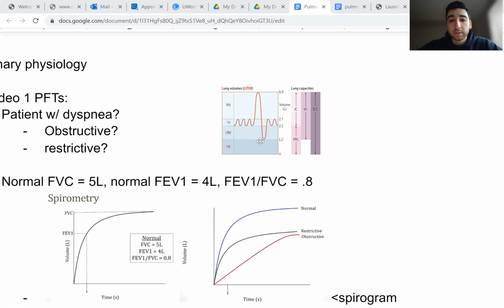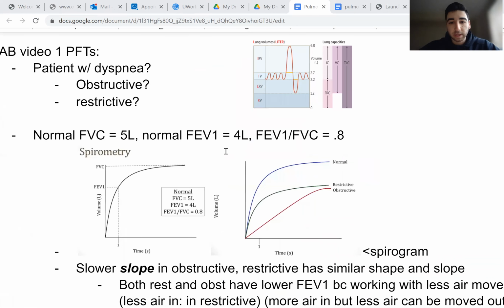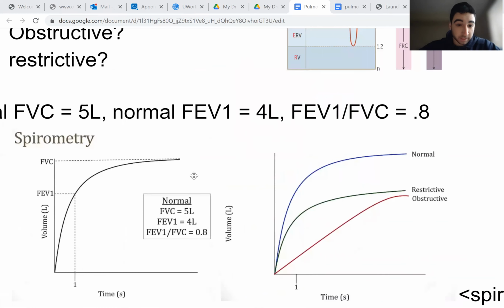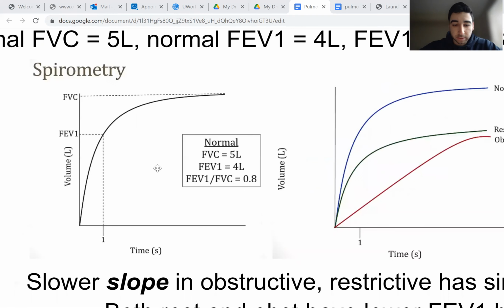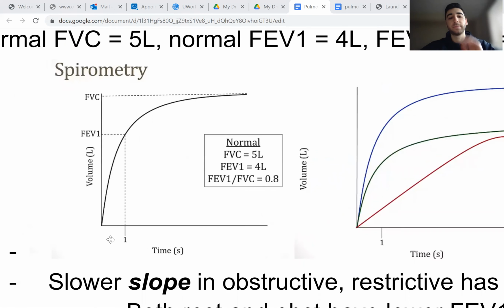So let's zoom out here and let's look at what Boards and Beyond Dr. Ryan has told us about FEV1 and FVC. So on spirometry, this is what you guys can see on your test. And you can see here as time goes on, a patient will breathe out very quickly and then their breathing will slow down as they run out of volume in their lungs.